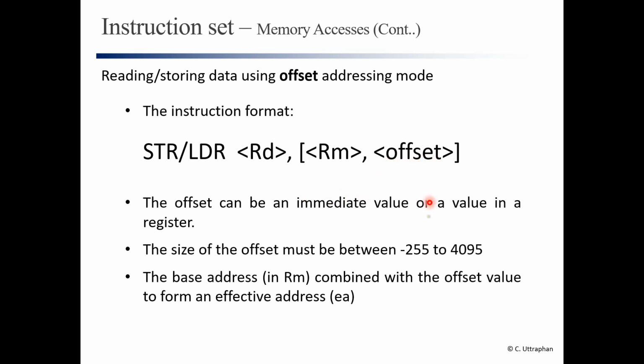The offset can be an immediate value or a value in a register. The size of the offset must be between -255 to 4095. The base address in Rm is combined with the offset value to form an effective address.